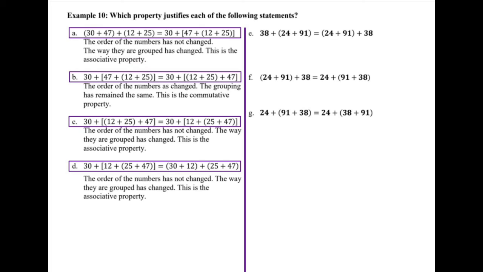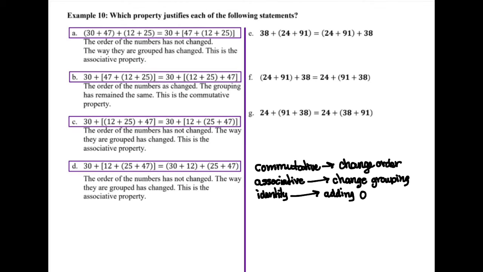Okay, so let me write that really quickly. Okay, there's basically your three rules. So the commutative property is changing the order. Associative property is changing the grouping. The identity is just adding 0. Okay, so let's look at B now.